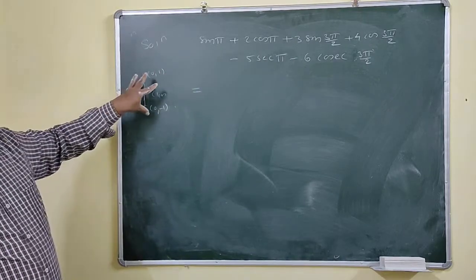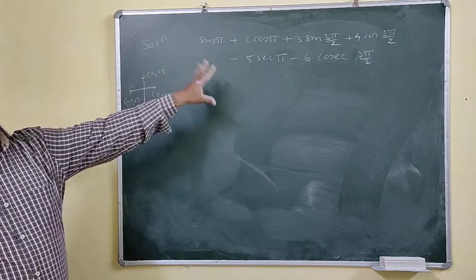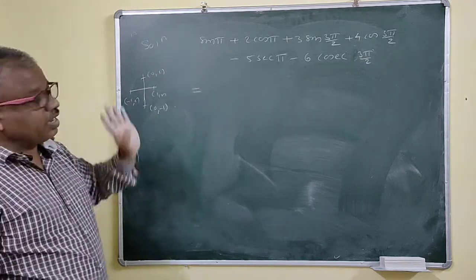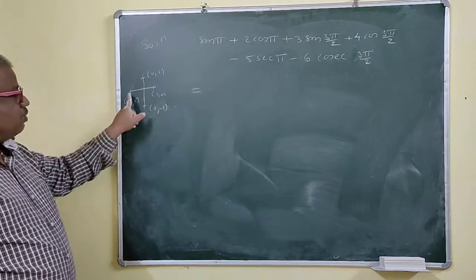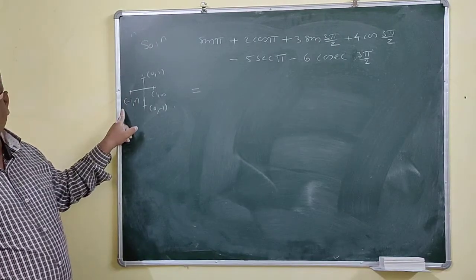If you understand this, then only you can solve this problem. Right? Now we'll find the value of sine pi. Where is sine pi? Pi means 180 degrees. Where is the terminal arm? It is here. Minus 1 will be the value of cos.